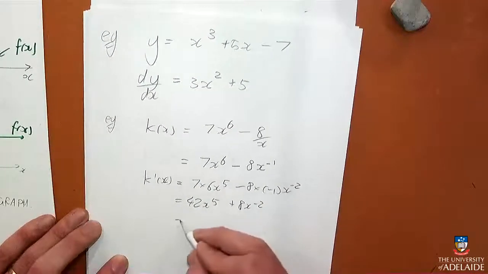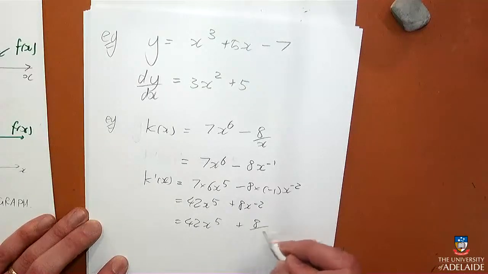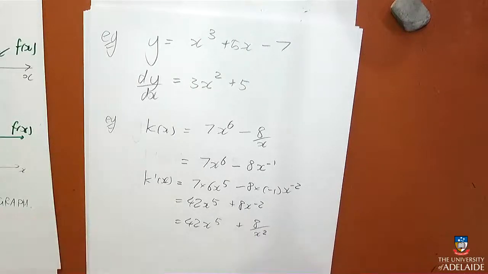And if I really felt in a good mood, it's tradition to not have negative powers, negative exponents, anywhere in your description. You might notice that I keep saying exponents and powers, and I'm trying to be very careful. Exponent is the name of the number that's up here.